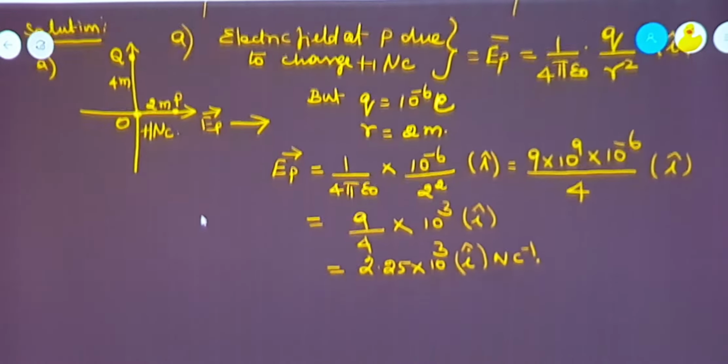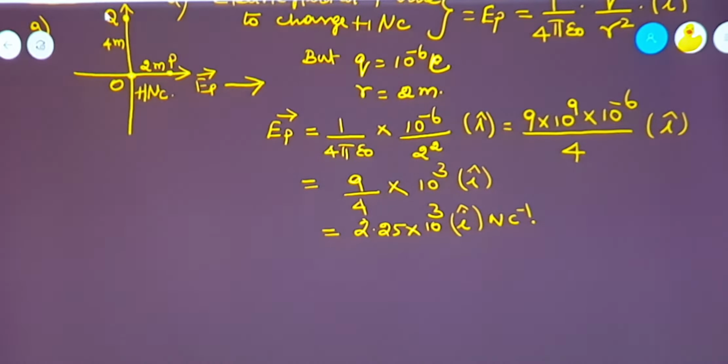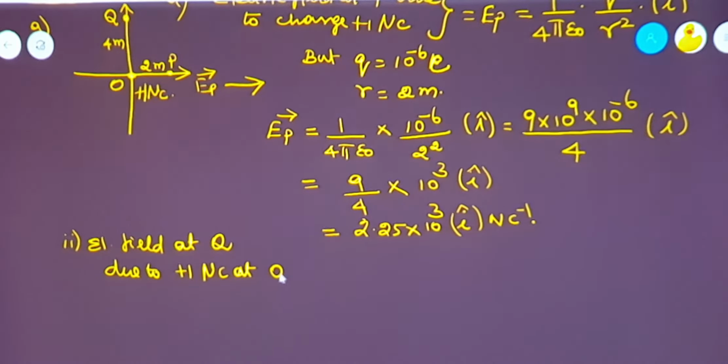Similarly, in the same subdivision, we have to calculate the electrical field at this point Q. So what to do? Write the next one. What is the second thing? The second one is you have to calculate the electrical field at the point Q due to the charge plus 1 microcoulomb at the origin O.